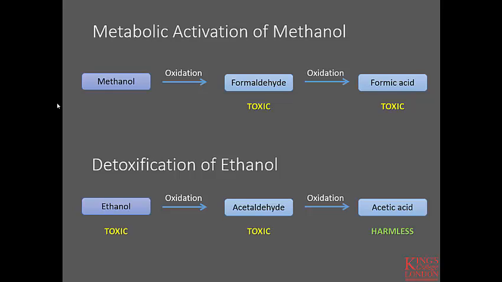However, the end product of methanol oxidation or elimination is actually formic acid, which is a toxic substance in itself. Therefore, methanol toxicity tends to be more related to the formation of the formic acid in the process of eliminating the methanol from the body, as opposed to the detoxification of ethanol, where the end product is acetic acid.